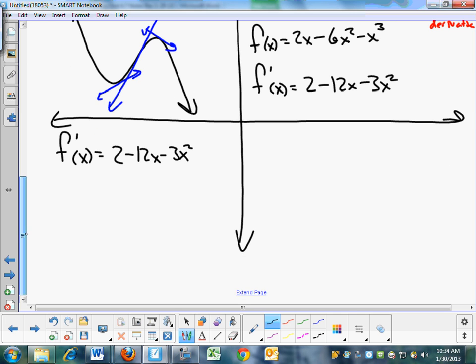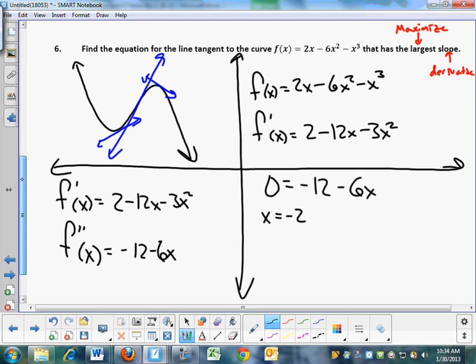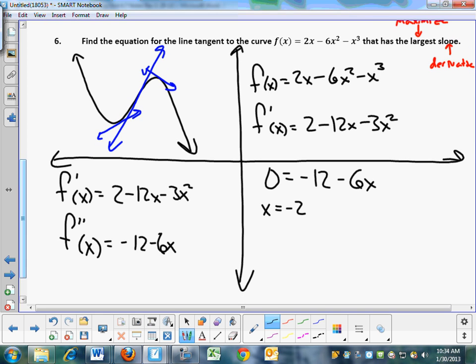So, if this is what we're trying to maximize, we need to take the derivative of this. What's the derivative of that? Okay, now we set that derivative equal to 0. So x is equal to? Now, what does the problem say? Find the equation for the line tangent.